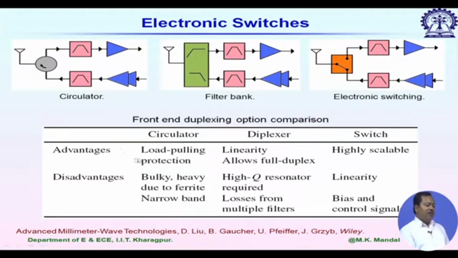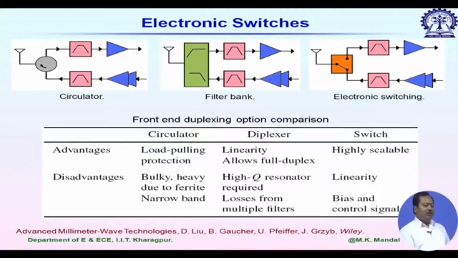For the circulator, we have load pulling protection. On the right hand side, whatever impedance you connect, it does not cause any problem to the left hand side, but it has the disadvantage that it is bulky, because it is made of some ferrite device. So, it needs a biasing arrangement, it needs some magnet. That is why it becomes bulky, expensive, and typically this is also a narrowband device.